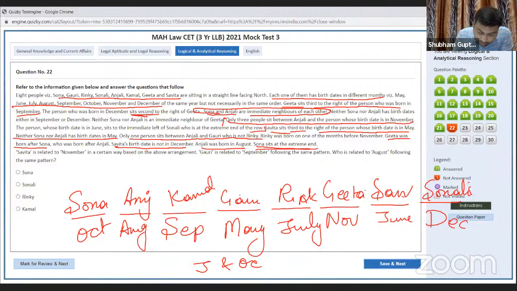Savita is related to November in a certain way. Savita, November. Gauri is related to September. August, Kamal. How many persons are sitting between Ricky and the person whose birth date is December? Ricky, December, 2 people.